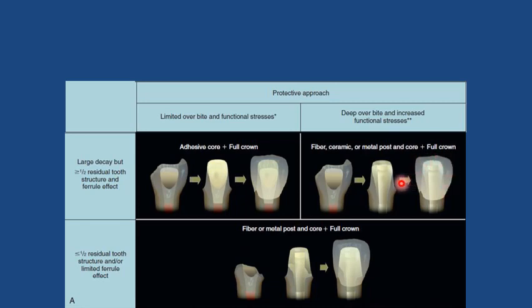If we have case where the remaining tooth structure less than the half of the tooth, more destruction, so the treatment of choice or restoration of choice is the post extended inside the canal, in addition to the core, which followed by full crown.